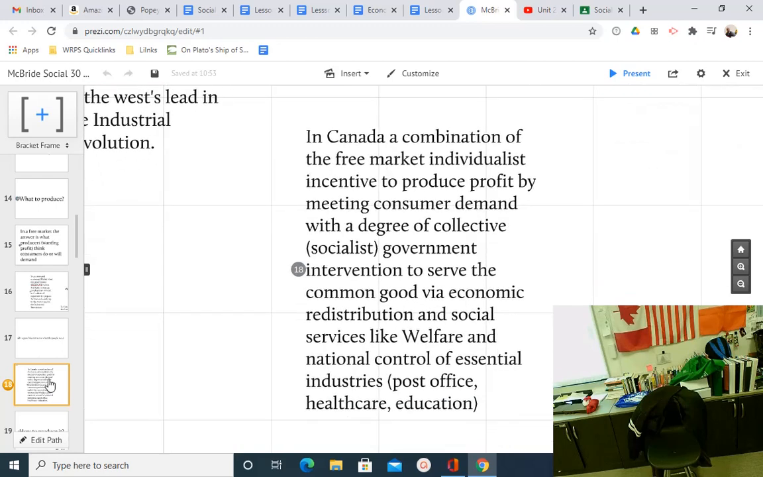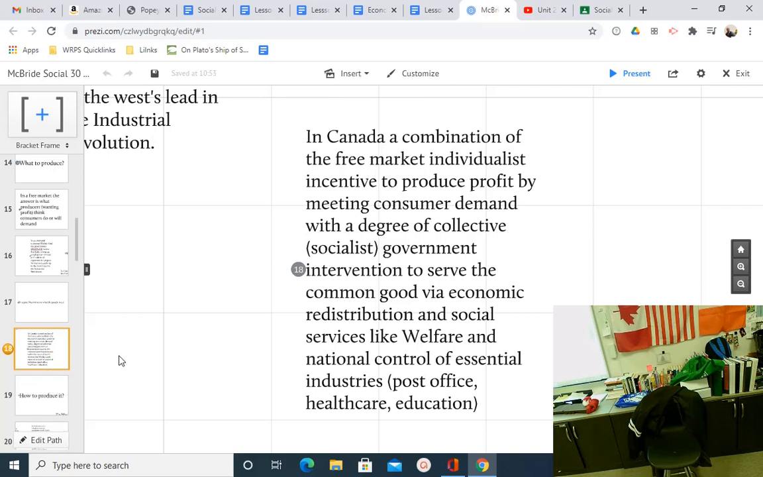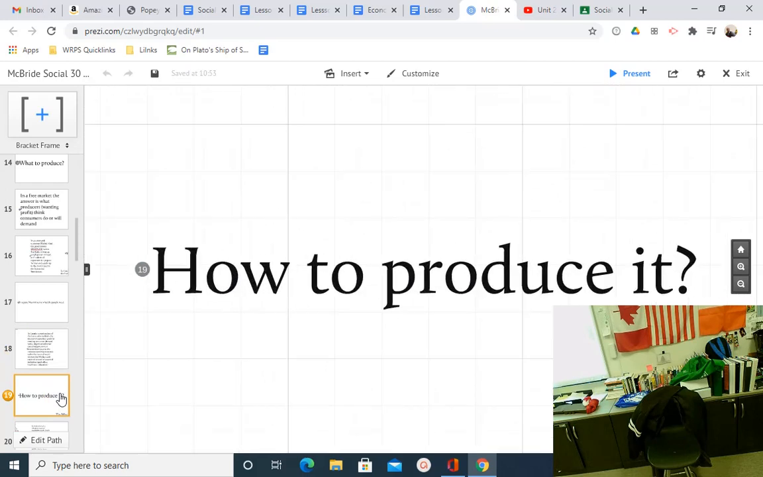In Canada, we have a combination of the two, right? What to produce: we have some collectivism, we have some individualism. So we have some things that are nationalized, created by the government, crown corporations, and we have some things that are private companies. The next question is also key to revealing your assumptions and values. Well, how should we produce it? How do we produce it?